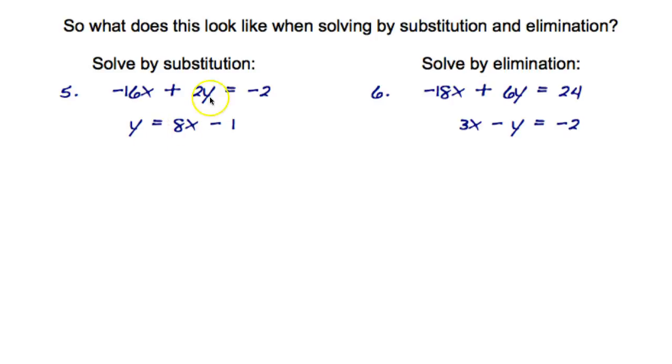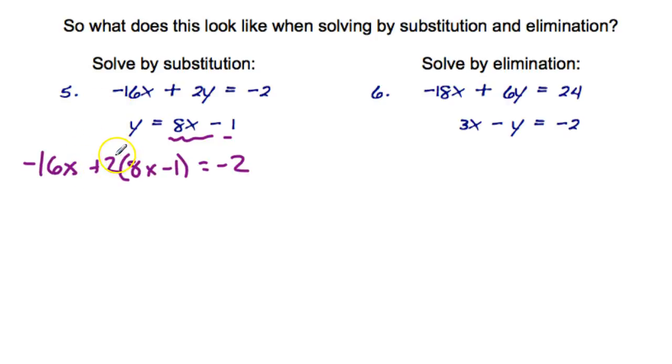So let's try to solve this system by substitution. If you look at this bottom equation, it's already solved for y, so that means I can substitute it in for this y right there. So I'm going to rewrite the first one, negative 16x plus 2. Instead of y, I can write 8x minus 1, 8x minus 1, and that equals negative 2.